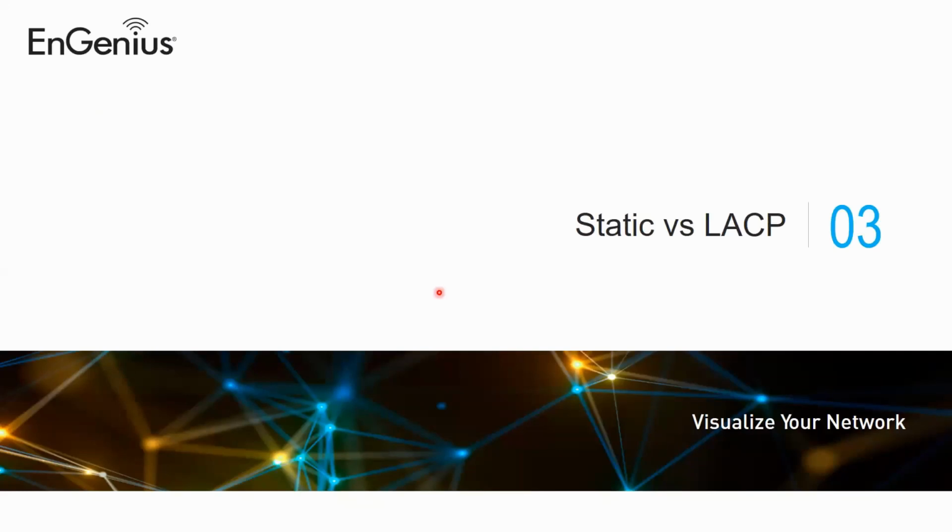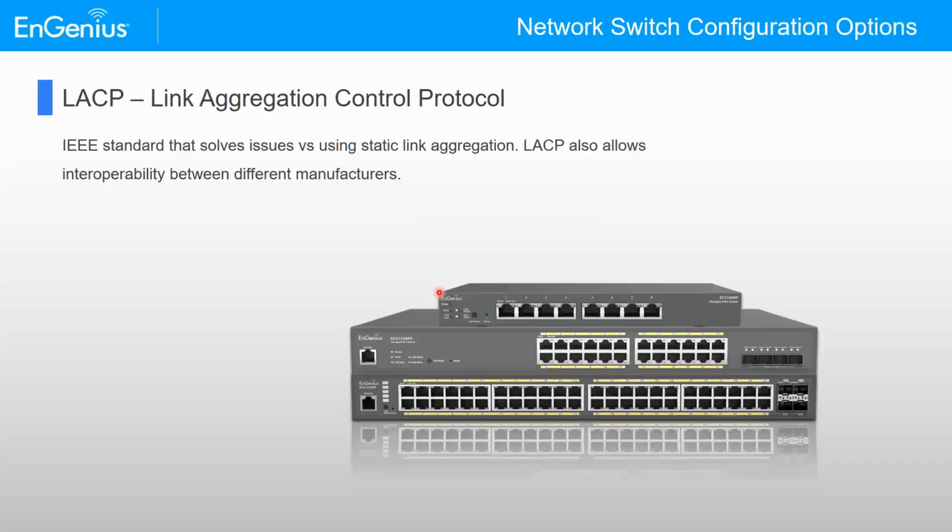Okay, so link aggregation has 2 main options. You can either set it as a static link aggregation or LACP. What is LACP? LACP means Link Aggregation Control Protocol. IEEE standardized link aggregation as LACP. What this means is that it makes all the functions standard, which means you can link 2 switches of different brands together and still make it work. It also resolves some of the issues that occur if you use static aggregation.